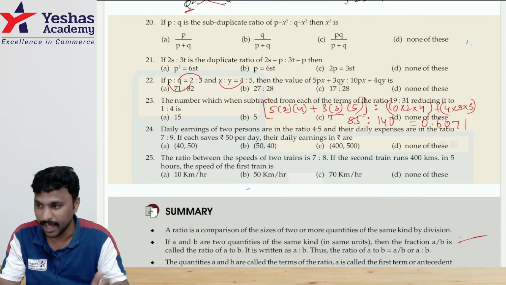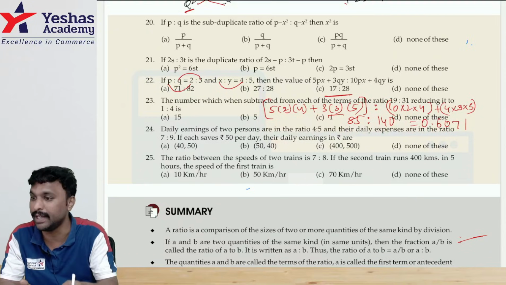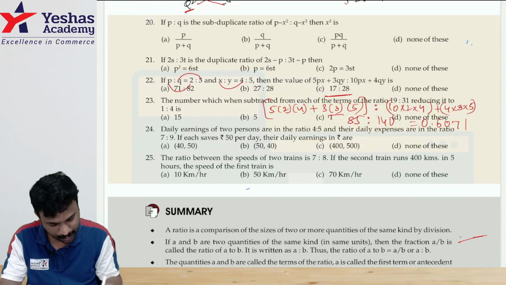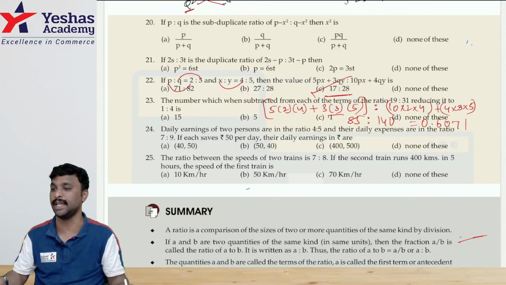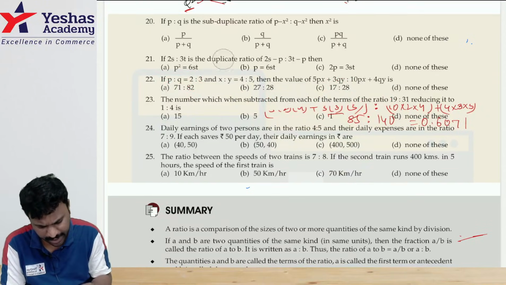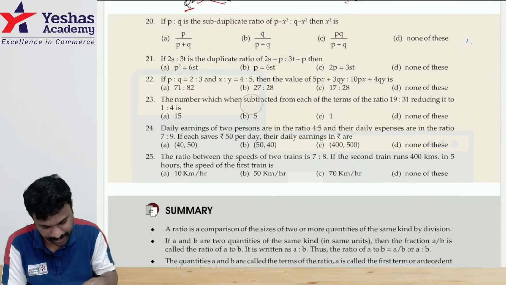So which option, guys? I think it is option C, 17:28. Just check, 17 by 28 gives you 0.6071. So option C is the right answer. Have you all understood? Guys, moving on to the next question, that is question number 23.